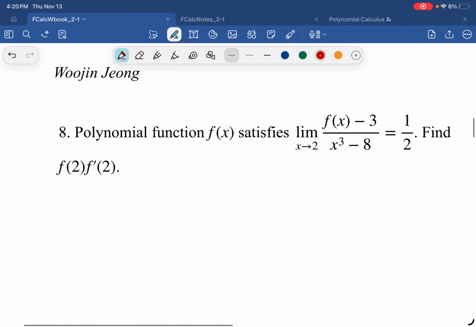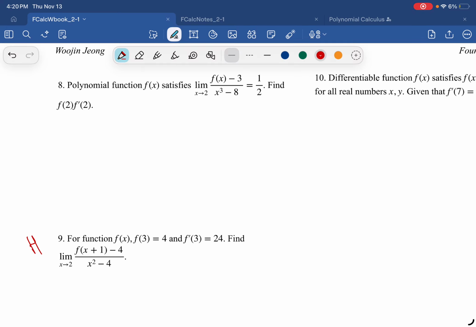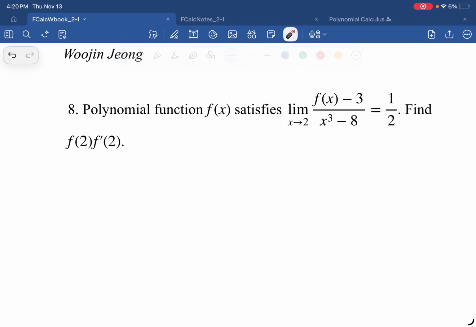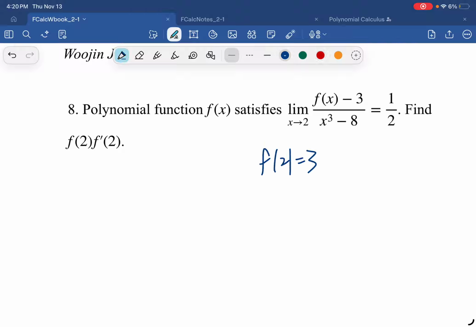Let's solve number 8 together, and then I'll give you number 9 for homework. Okay, polynomial function f of x satisfies this equals 1/2. Okay, so whenever you see a limit, you plug it in, this goes to 0, right? So the denominator goes to 0, but the limit exists, so the numerator goes to 0. So we get the information that f of 2 has to equal 3 for the limit to exist. And now we have to go back to the limit, right? It's a difference of cubes, so let's factor this. x minus 2, x squared plus 2x plus 4.